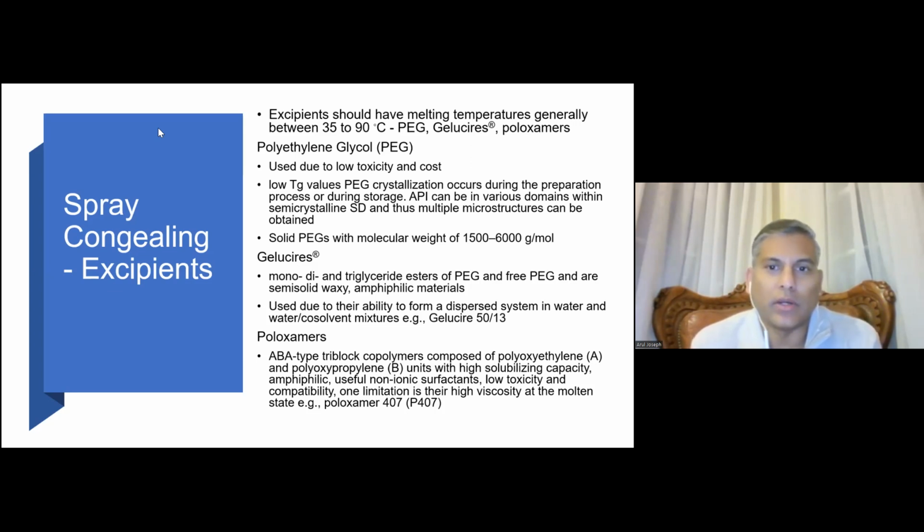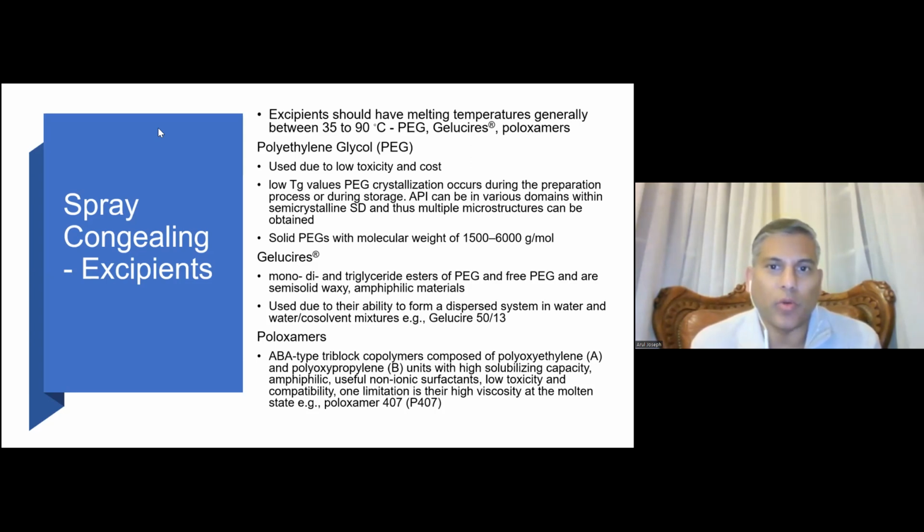The low Tg values for PEG crystallization, right? The glass transition temperature for PEG is fairly low. And so it allows the API to be dispersed in the semi-crystalline matrix, and multiple microstructures can be formed with PEGs itself. The solid PEGs typically have a molecular weight of 1,500 to 6,000 gram per mole.